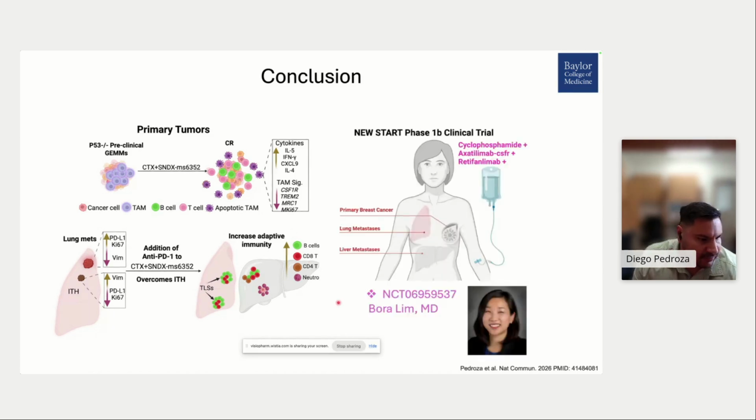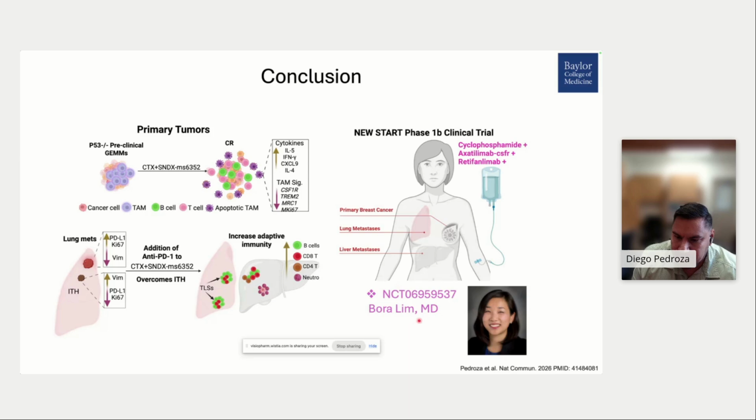But of course, the most exciting part for us is that this has now led to the start of a clinical trial. So this clinical trial has now been ongoing for about 6 months. This is called the New Start Phase 1b clinical trial. So this is cyclophosphamide, axatilimab with retifanlimab. This is a generic anti-PD-1 drug. So this is essentially now being given to patients with triple-negative breast cancers that are metastatic or that have metastasized to the lung and the liver.